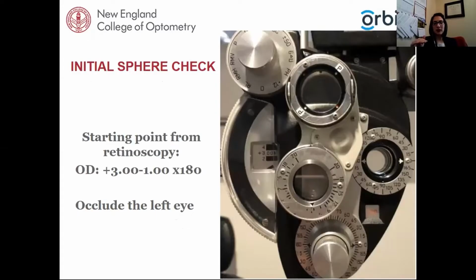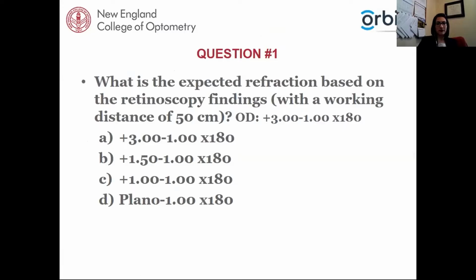So our first step is to do an initial sphere check. Remember, we're starting with our retinoscopy findings in the right eye, occluding the left eye because we're doing monocular subjective refraction first, and then we're finishing up with the binocular balance. We can see in the phoropter here, we have the +3 sphere. This is a little bit difficult to see, but this is a -1 cylinder at axis 180. So this is our retinoscopy finding.